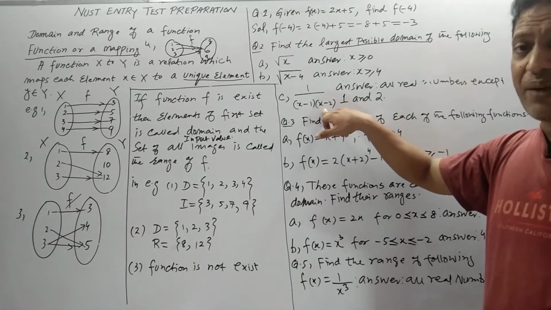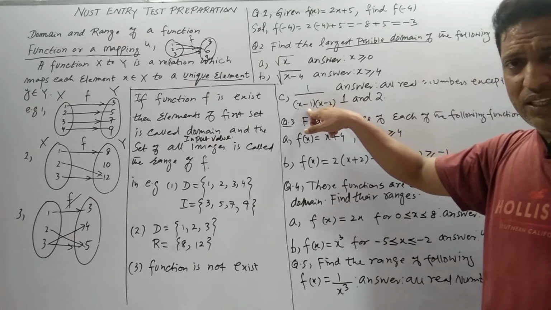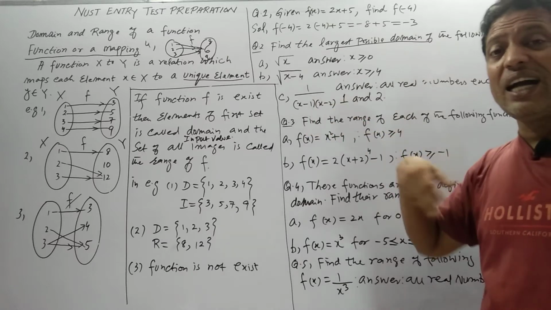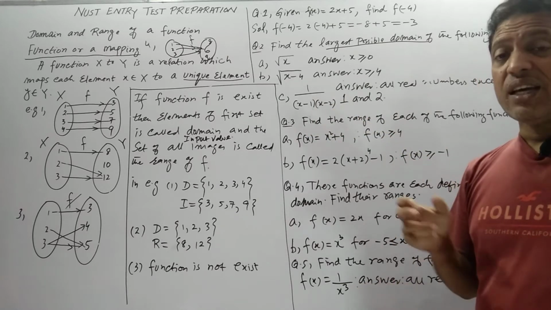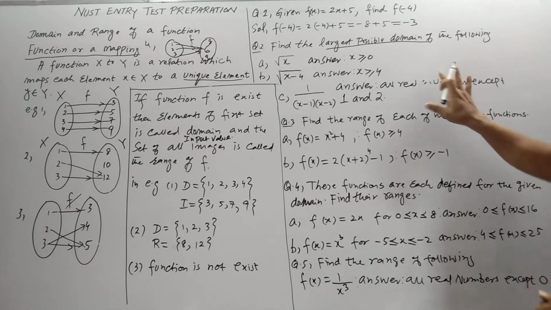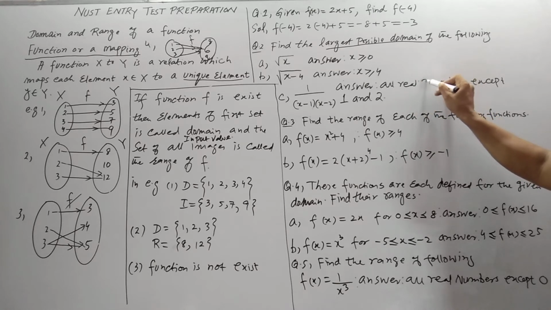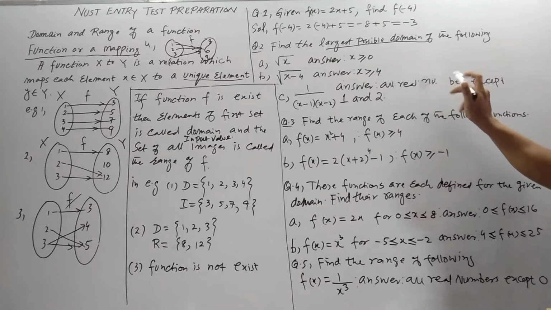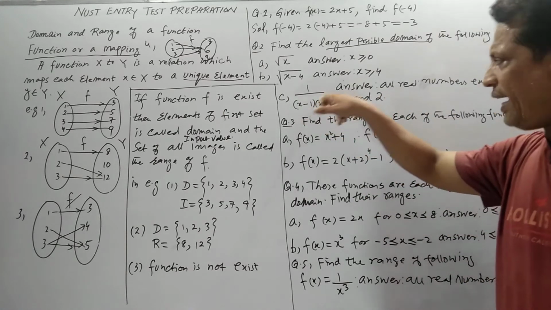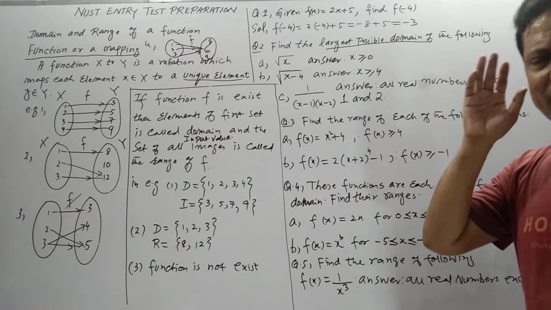Similarly, in this bracket, if I put 2 over here, 2 minus 2 is 0, 0 multiplied by something is 0, and 1 upon 0 is undefined, not possible. Therefore, the largest possible domain is all real numbers except 1 and 2.